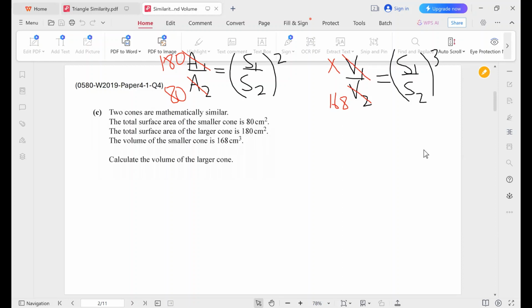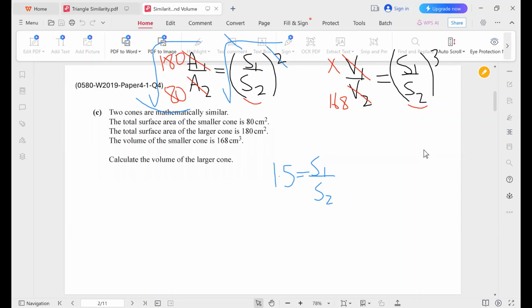Of course, the link here is S1 over S2 because it's common in both equations. So let's try to get S1 over S2 first. And we do this by getting the square root of both sides. So square root and square root here. The square root cancels the power 2, of course. And we are left with S1 over S2 equals, and we evaluate the left-hand side on the calculator. So we have square root of a fraction, and in the fraction we have 180 in the numerator, 80 in the denominator, so we get 1.5. So S1 over S2 is 1.5.